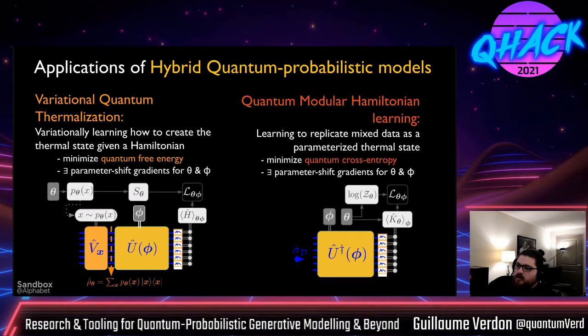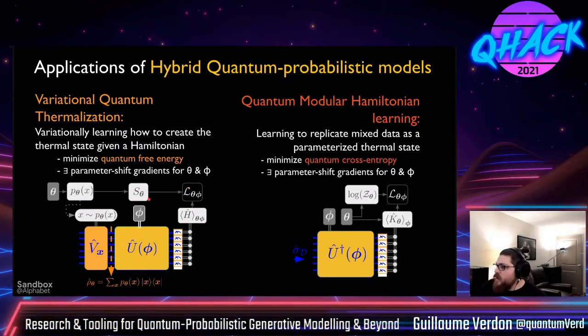So we could create thermal states with these generative models. This is the generative pipeline to evaluate the loss that is a free energy, which is the difference between energy and entropy. What's cool is that the entropy doesn't depend on the quantum computer, so that simplifies the pipeline there.